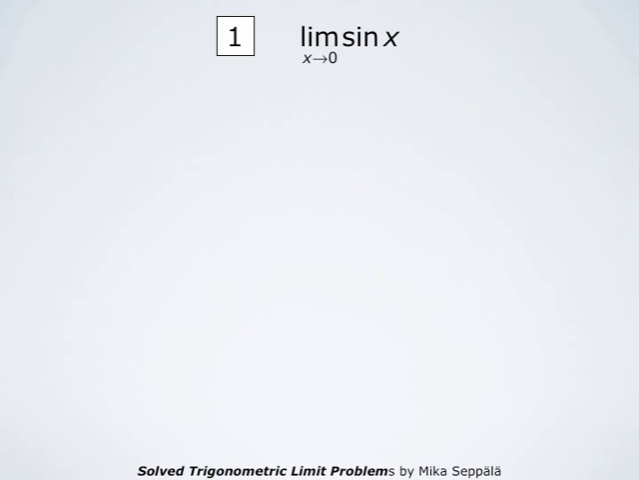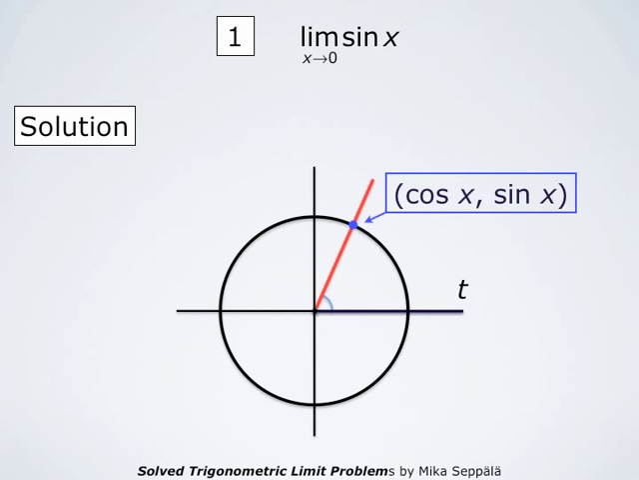The limit of sine of x as x approaches 0 can be computed by resorting to the properties of the sine function. So the solution starts by recalling first how sine and cosine were defined. We look at the coordinate plane where the horizontal axis is now called the t-axis. And we place an angle of size x radians in this plane so that the vertex is at the origin and the starting side is the positive t-axis.